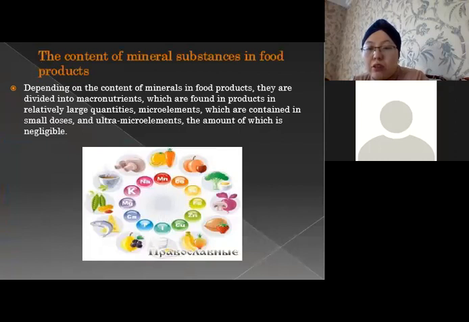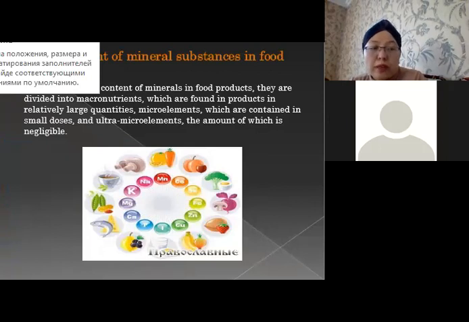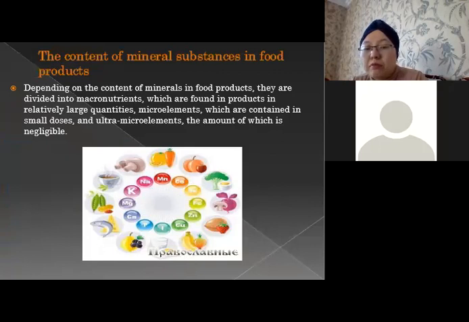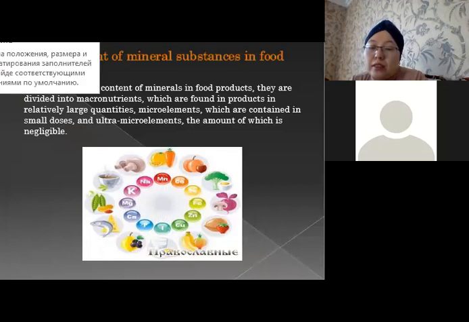So depending on the content of the minerals in the food product, they are divided into macro elements, which are found in the product in relatively large quantities, and micro elements. So we divide them by the dosage, by the quantities. We can name calcium and potassium, which are in large content in our body. But the other minerals are contained in a very small quantity. They are also needed, but a large amount of these minerals can also be harmful for our organism.